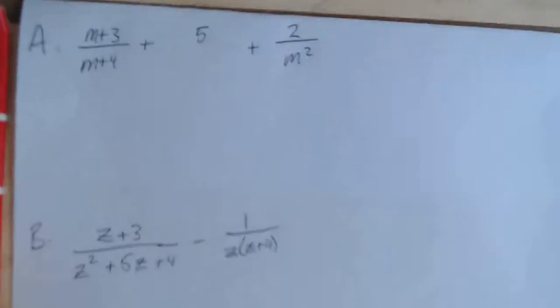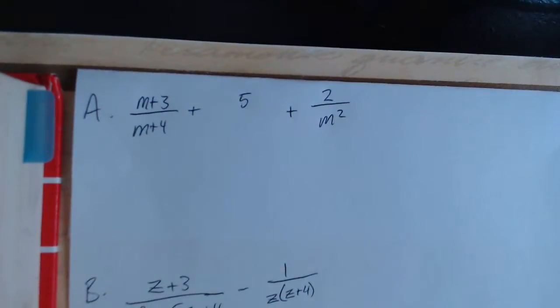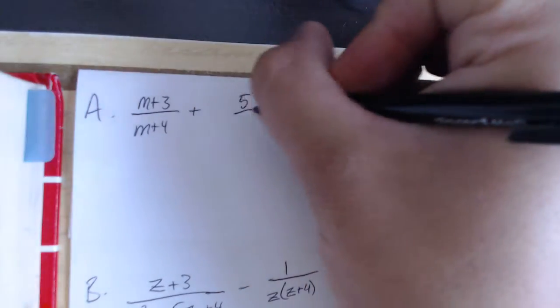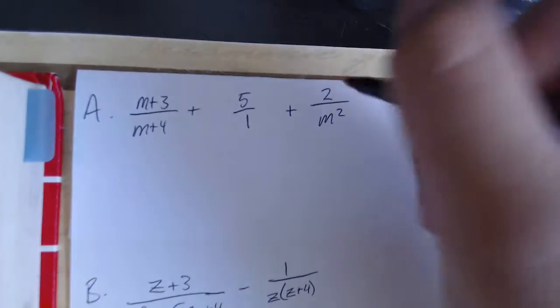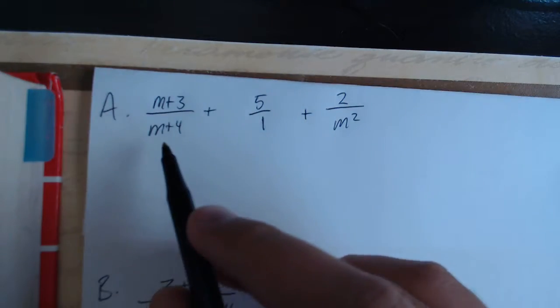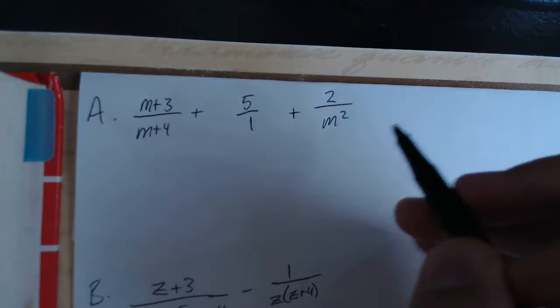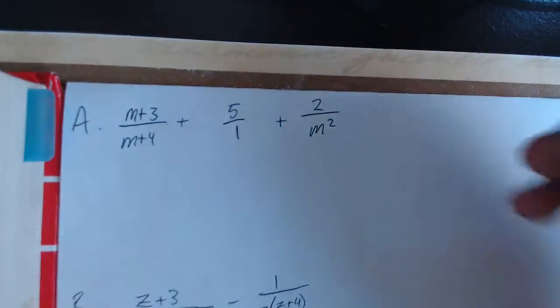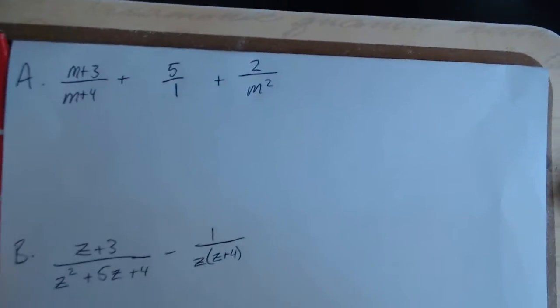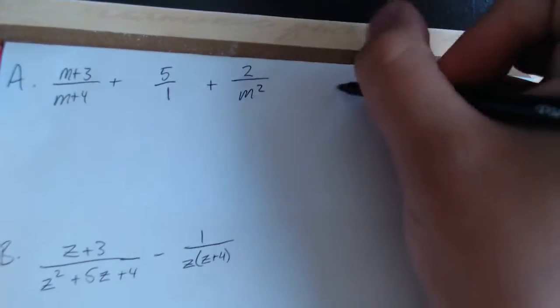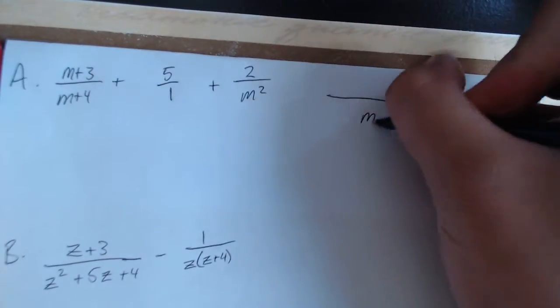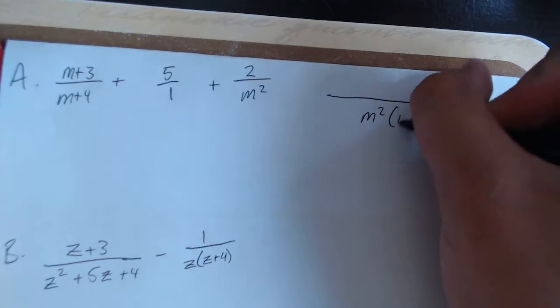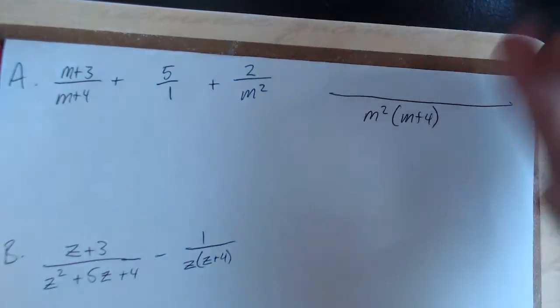Okay, so over here we have practice A. First thing we're going to do is take the whole number 5 and write it over 1 as a fraction. From there, we're going to look for our common denominator. Our common denominator is going to be m squared times m plus 4, and I'm going to write that over here just like this.